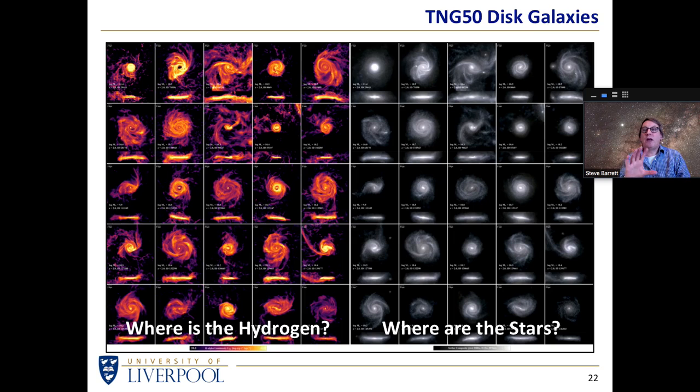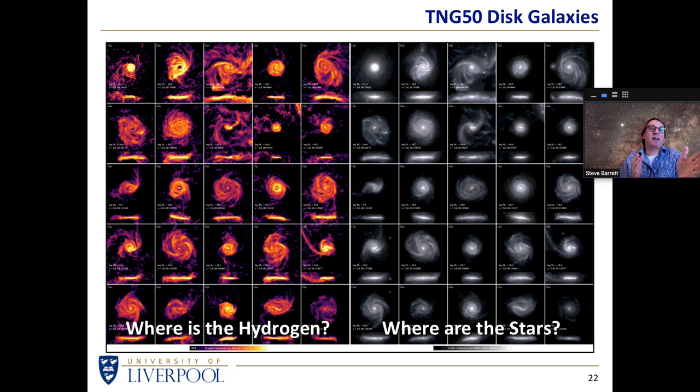And if we do that, we find that here we've got 25 or so galaxies. On the left, they're shown with a color coding that shows you where most of the hydrogen is in these particular galaxies that are forming. In other words, where does the gas end up when it's been accreted into this little collection? The yellow is where the hydrogen is densest, and the purple is where the hydrogen is less dense.